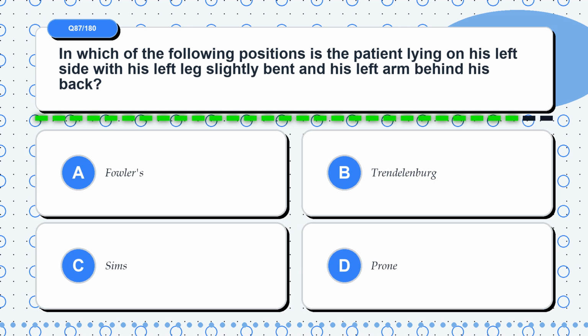Question 87. In which of the following positions is the patient lying on his left side with his left leg slightly bent and his left arm behind his back? Here are the options. Option A, Fowler's. Option B, Trendelenburg. Option C, Sims. Option D, Prudhomme.